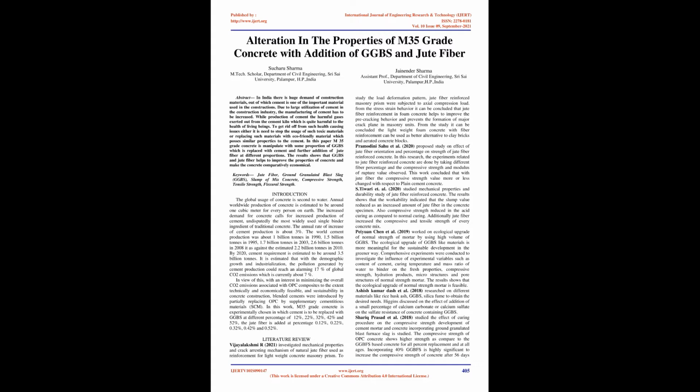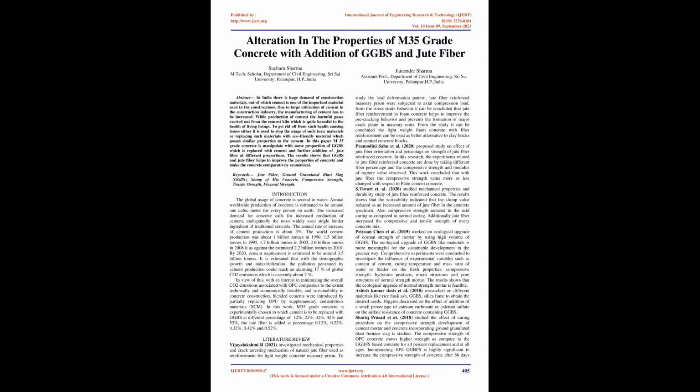To get rid of such health-causing issues, either the usage of such toxic materials needs to stop, or they need to be replaced with an eco-friendly material which possesses properties similar to cement. In this paper, M35 grade concrete is manipulated with some proportion of GGBS replacing cement, and further with the addition of jute fiber at different proportions. The results show that GGBS and jute fiber help to improve the properties of concrete and make the concrete comparatively economical. Keywords: jute fiber, ground granulated blast slag, GGBS, slump of mix concrete, compressive strength, tensile strength, flexural strength.